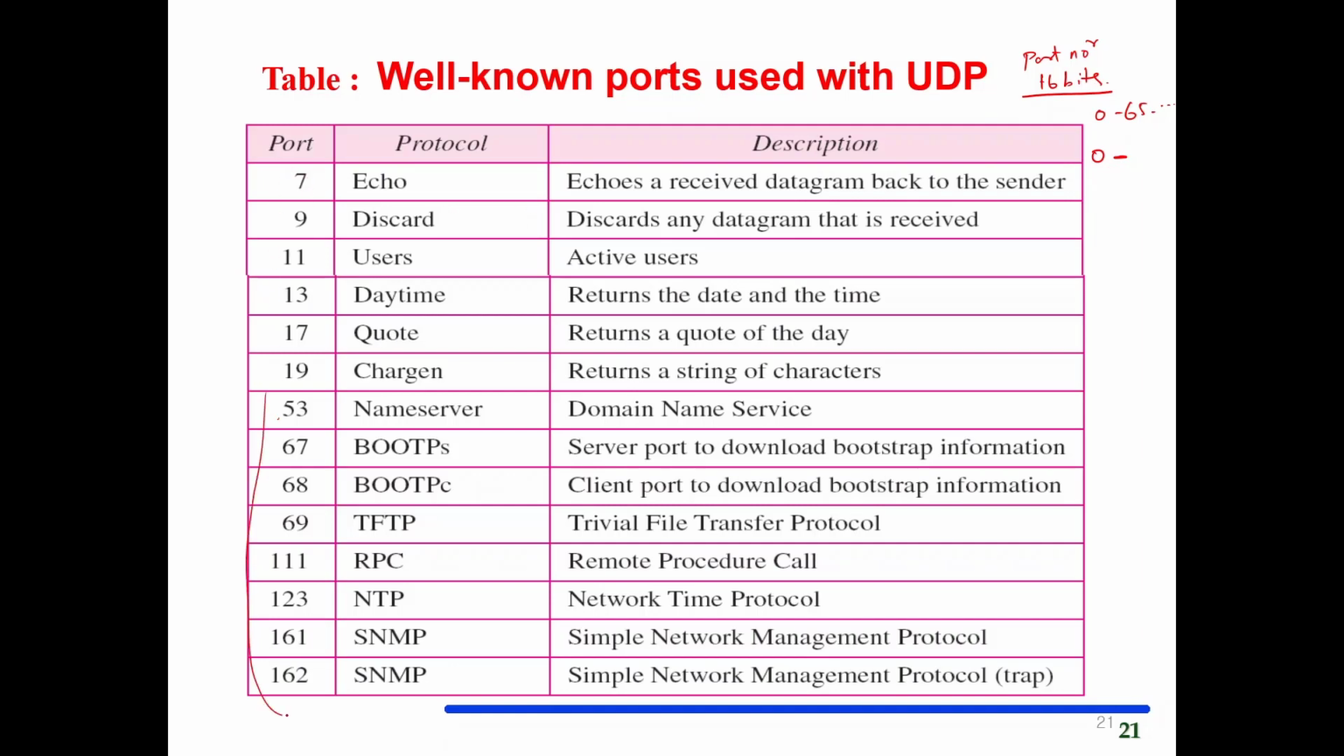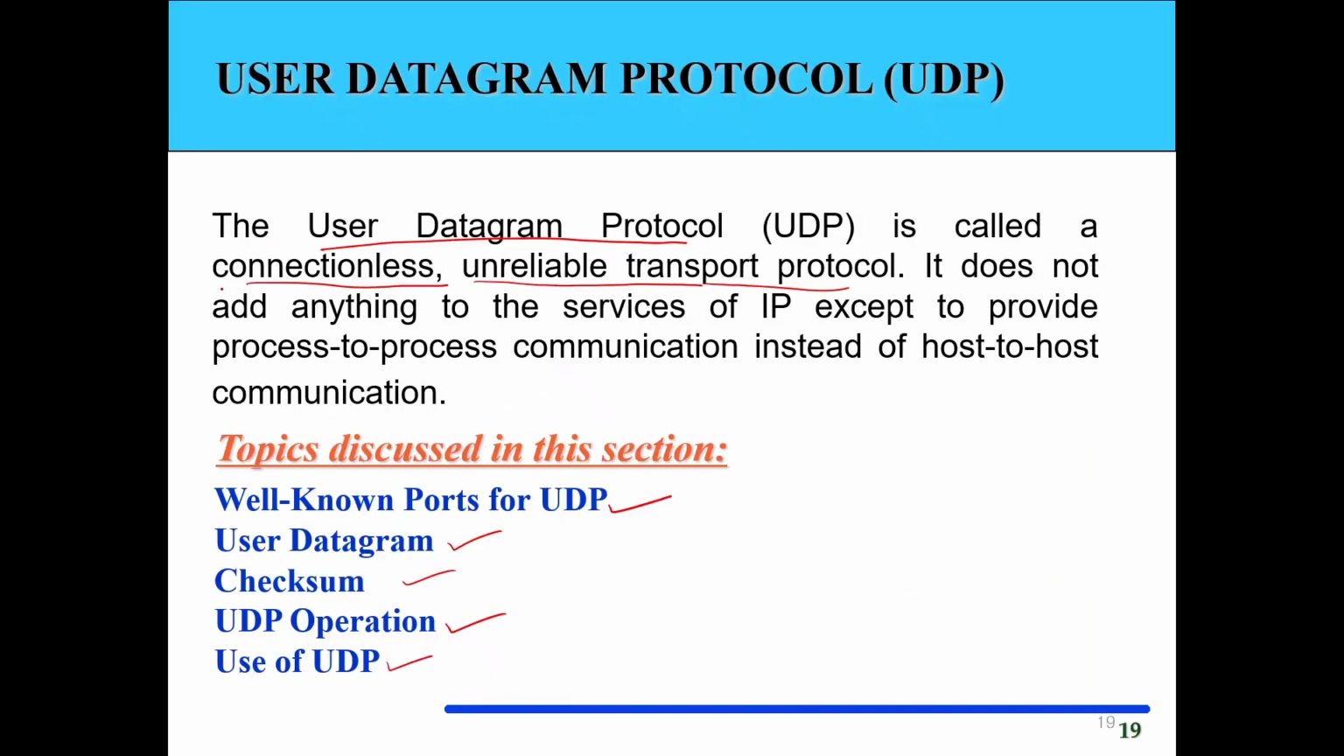You can observe NTP, the Network Time Protocol. It has the pre-assigned port number 123. Similarly, BOOTP has the pre-assigned port number 67. Remote procedure call has the port number 111. SNMP, the Simple Network Management Protocol, has the pre-assigned port number 162. Like this, there is a certain range.